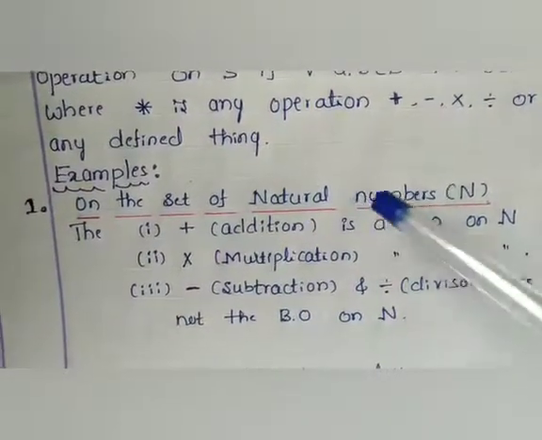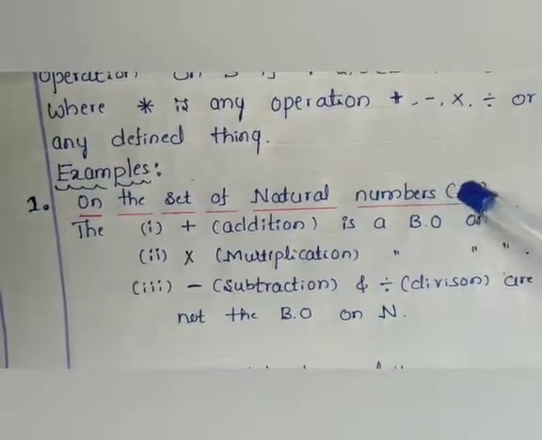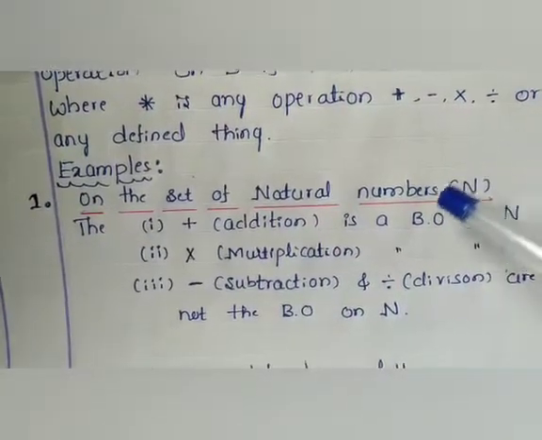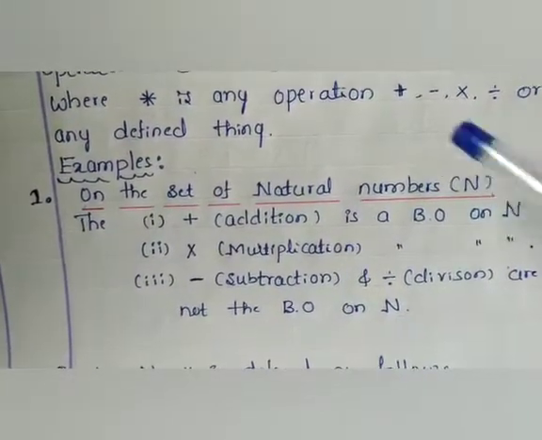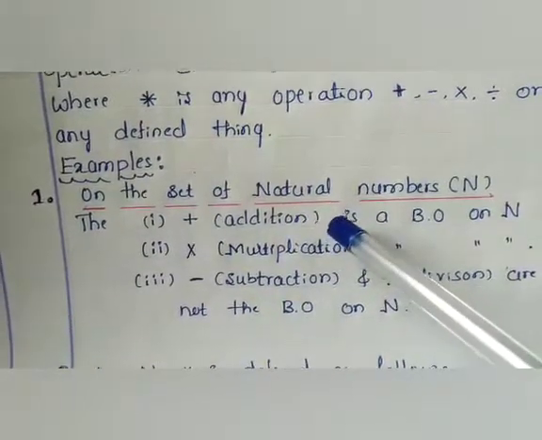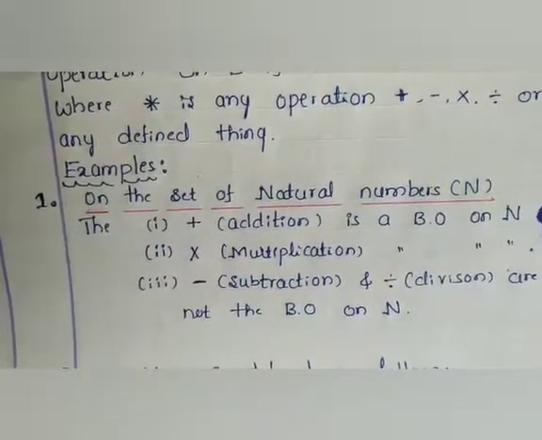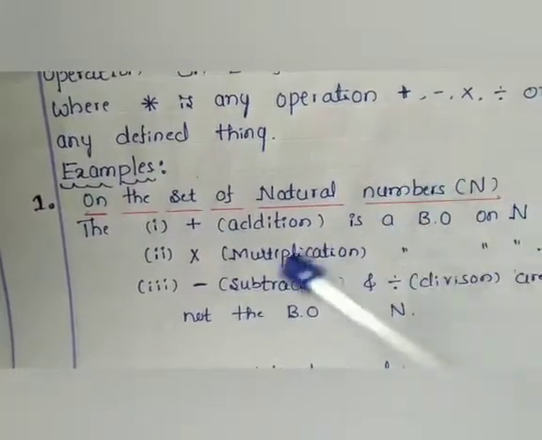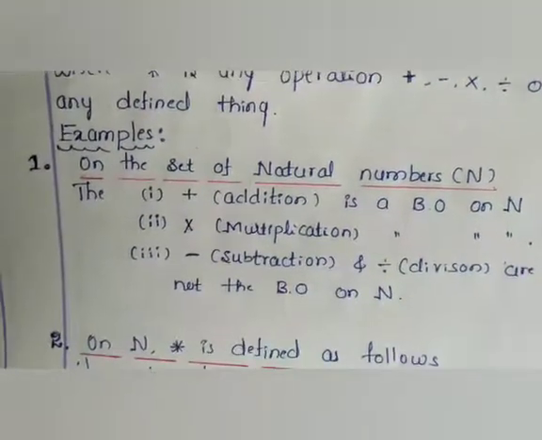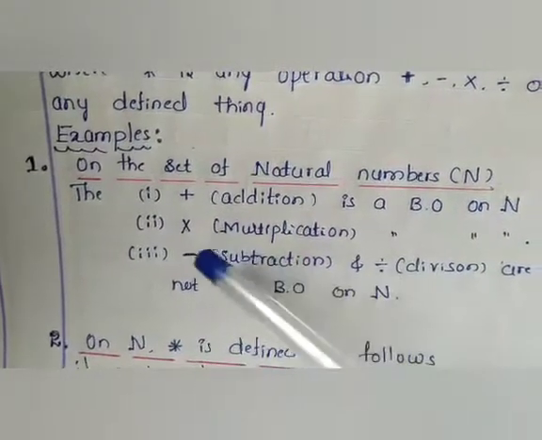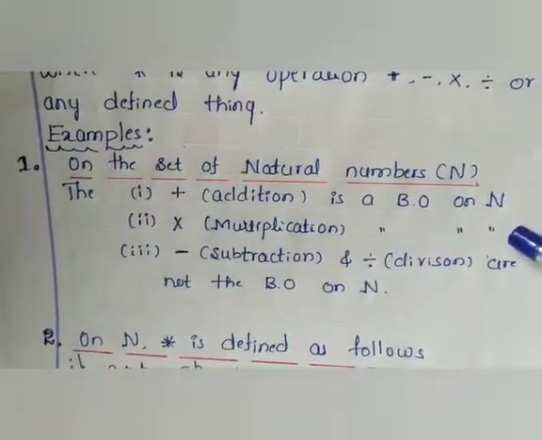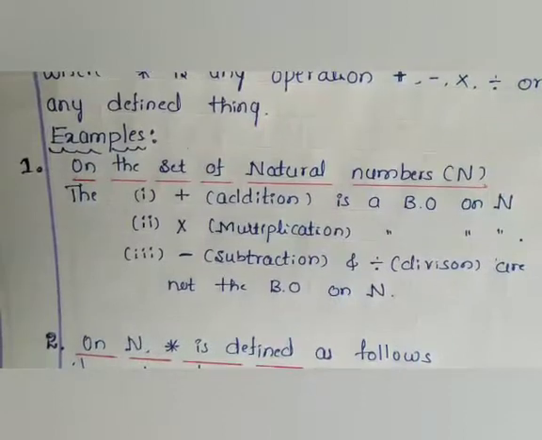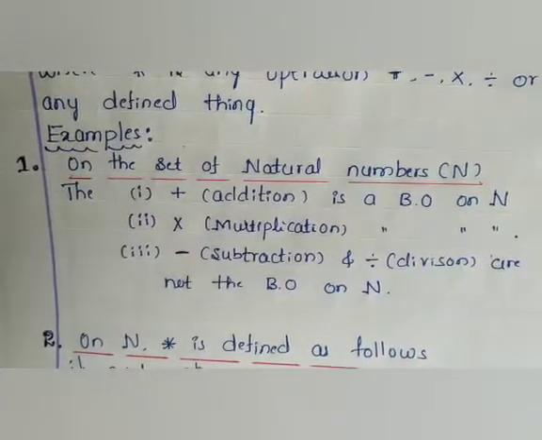So, to conclude, consider the natural numbers: any two natural numbers, 1 and 2. What is 1 plus 2? Addition gives 3, and 3 is also a natural number. So addition is a binary operation on N. Consider the multiplication of two natural numbers, 2 and 3: 2 into 3 is 6, and 6 is also a natural number. Therefore multiplication is a binary operation.